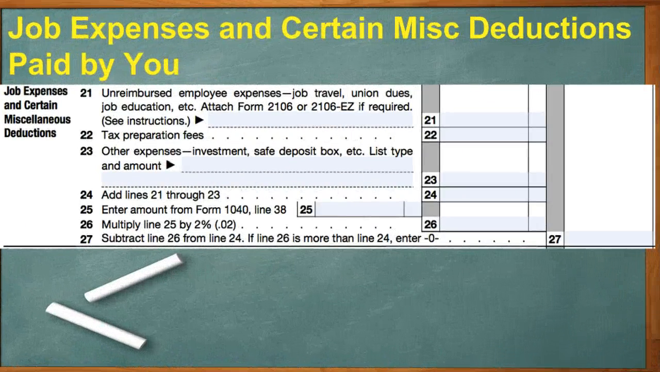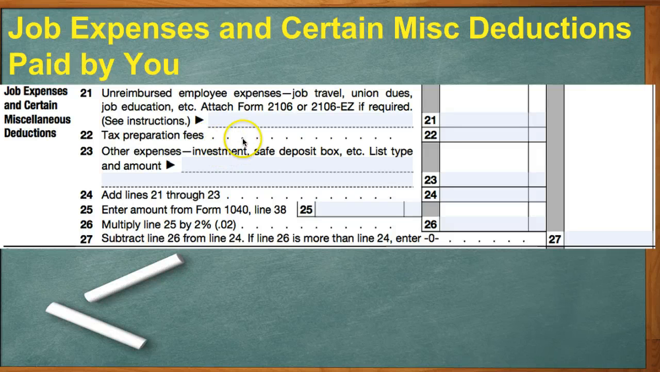Now we have job expenses and certain miscellaneous deductions. Anytime you work for somebody, you'll have job expenses. Sometimes you choose not to deduct these because they're small and you won't get a deduction. But some people travel quite a bit, buy a lot of supplies, and it's worth it for them to fill this out. So we have unreimbursed, notice your employer doesn't reimburse you, for employee expenses. And here's some examples. There is a form, however, that is required to be attached if you do deduct these.